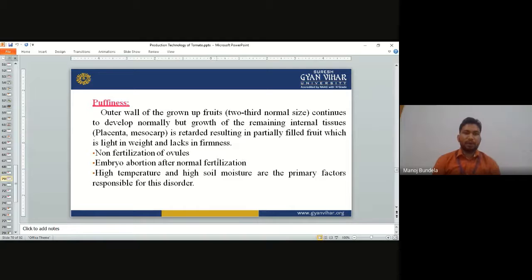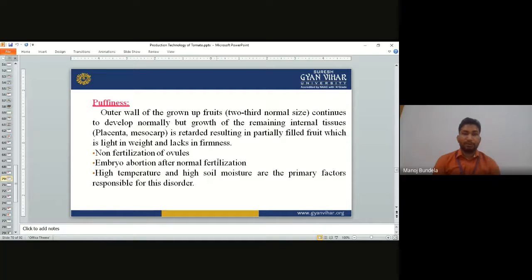Next is puffiness. The outer wall of the grown-up fruits, two-thirds normal size, continues to develop normally, but growth of the remaining internal tissue, or placenta and mesocarp, is retarded, resulting in partially filled fruits, which are light in weight and lack firmness. This happens if the fertilization is not proper. The fruits will develop, but they are not completely developed. The inside of the fruits is empty, means partial development of the fruits. The internal tissue placenta will not develop properly. That is called puffiness.